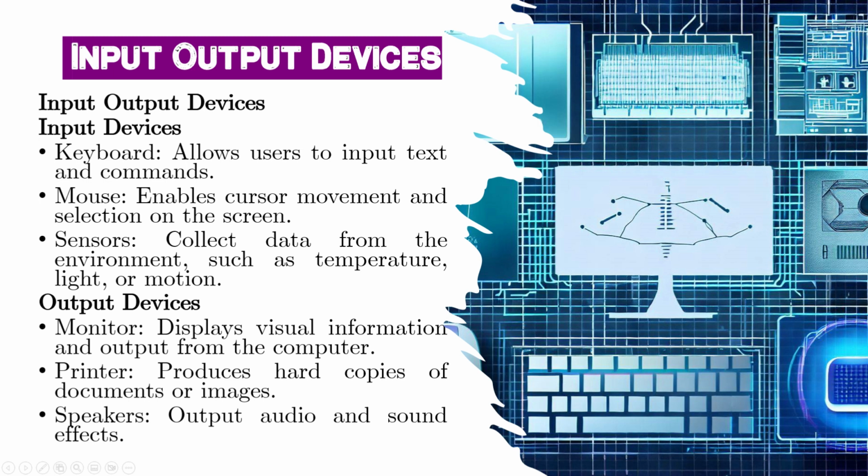On the output side, we have devices like monitors, printers, and speakers. Monitors display visual information and the output generated by the computer. Printers produce hard copies of documents or images. Speakers, on the other hand, output audio and sound effects. Together, these input and output devices allow users to interact with the computer and receive information from it.